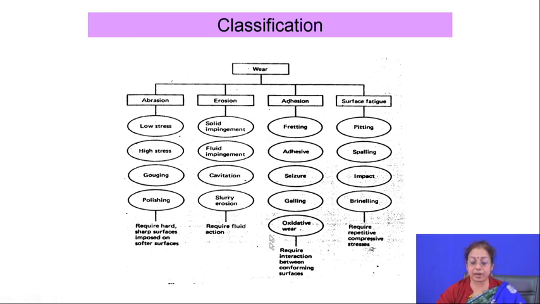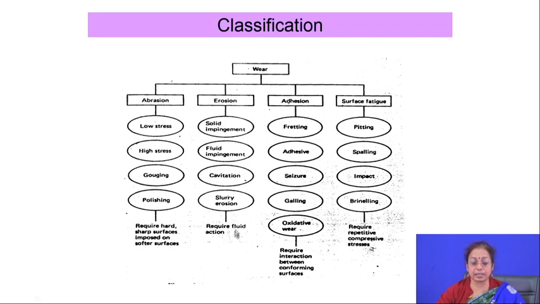Adhesive wear usually initiates by the typical adhesive mechanism, so it requires interaction between conforming surfaces. When there are metal to metal combinations, you will find that the adhesive wear rate is very high as compared to metal to ceramic combinations or metal to non-metal, that is polymer, combinations. This is because of the adhesion forces acting between the two surfaces, and surface energy plays a very important role, as I mentioned. The lower the surface energy difference, the higher the degree of adhesion.